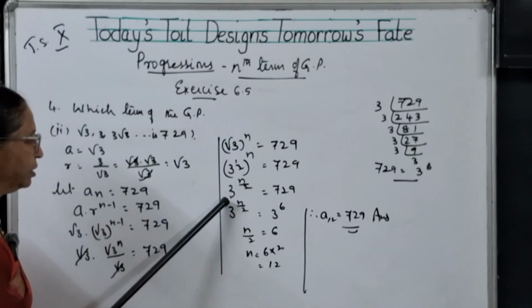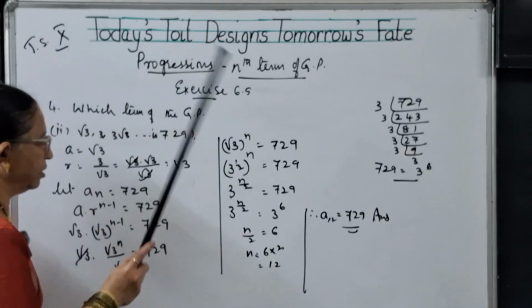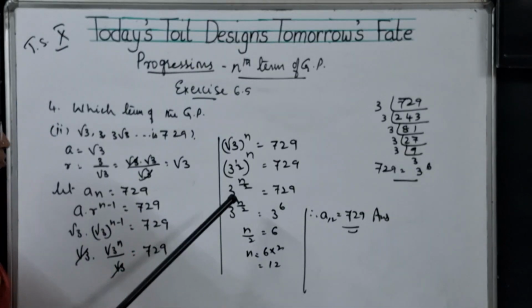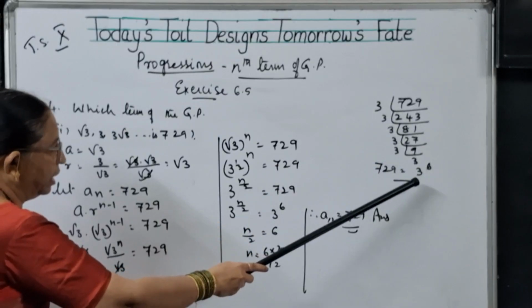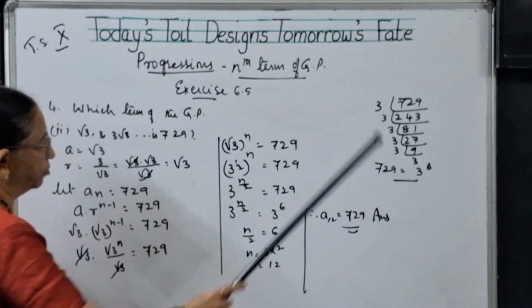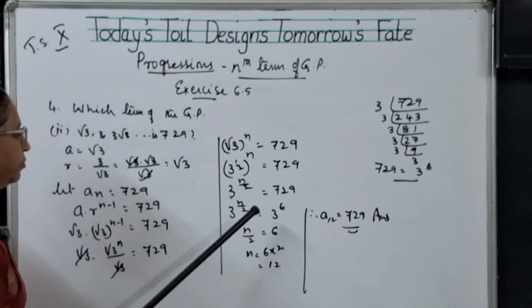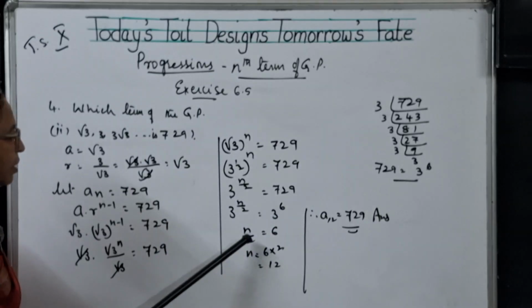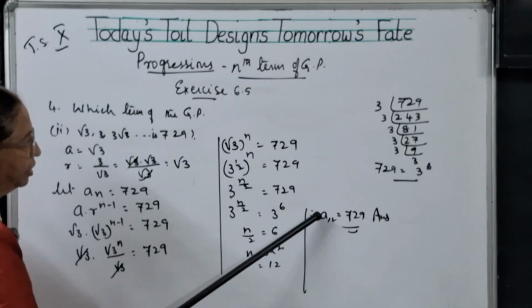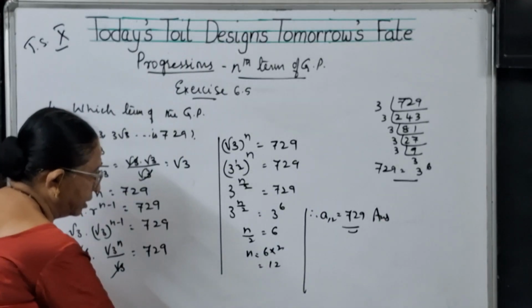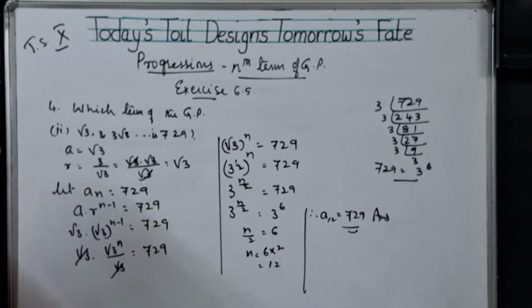So because we have got 3 here in the base, let us convert 729 also with the base 3. When I found the factorization with 3, I got 729 is 3 to the power of 6. So 3 to the power of n by 2 is 3 to the power of 6. So n by 2 is 6. n is, when it goes here, multiplication, that is 12. So a_12 is 729. This is the answer for this bit, children.